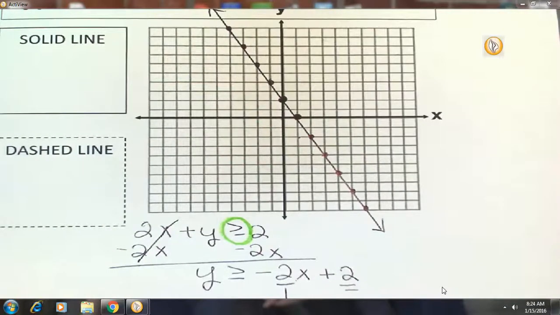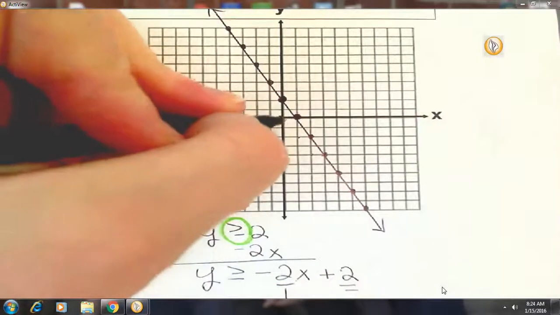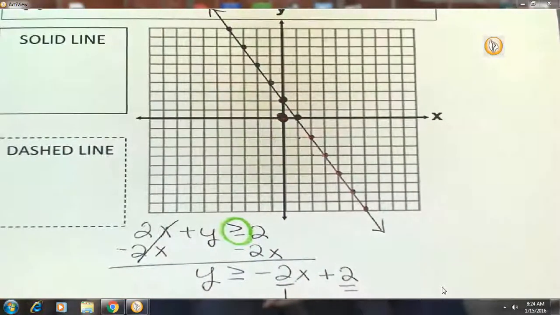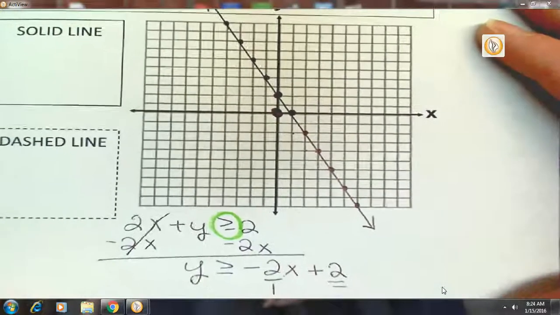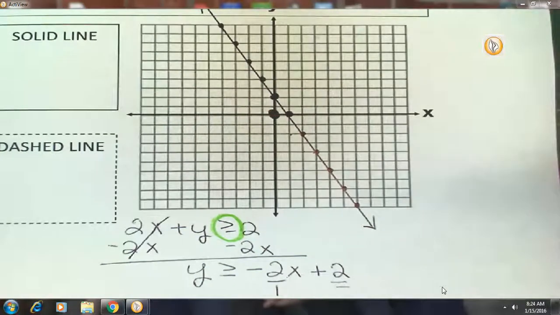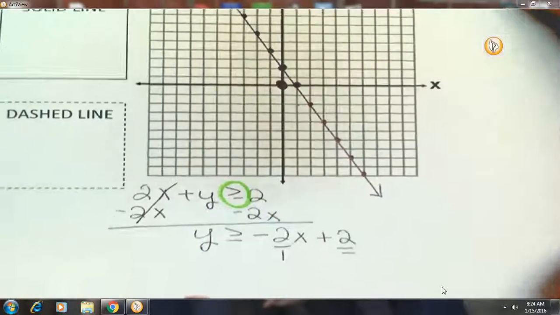So I've taken care of step 1, 2, and 3. Now I'm ready to shade in step 4. We need to test a point. What point did we say we like to test? 0, 0. So put a dot at 0, 0 on your graph, please. We're going to put 0, 0 into our original inequality to see if it's true or false. Do you remember, do we shade the true or the false side? The true side. So let's test 0, 0.